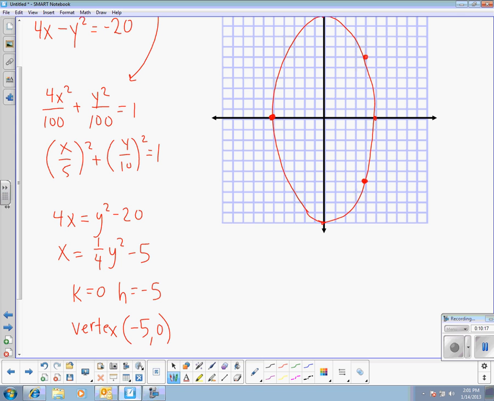My intercepts, when I want to find y-intercepts, I want to set x equal to 0. So I get basically y squared is 20, and y is going to be plus or minus the square root of 20. And let's see, the square root of 16 is 4, and of 25 is 5. So this is 4 point something. So if I go up to 4 point something and down to 1, 2, 3, 4 point something, and then I also have my answers to my problem, which are here and here and here, you get a good idea of what this parabola looks like.